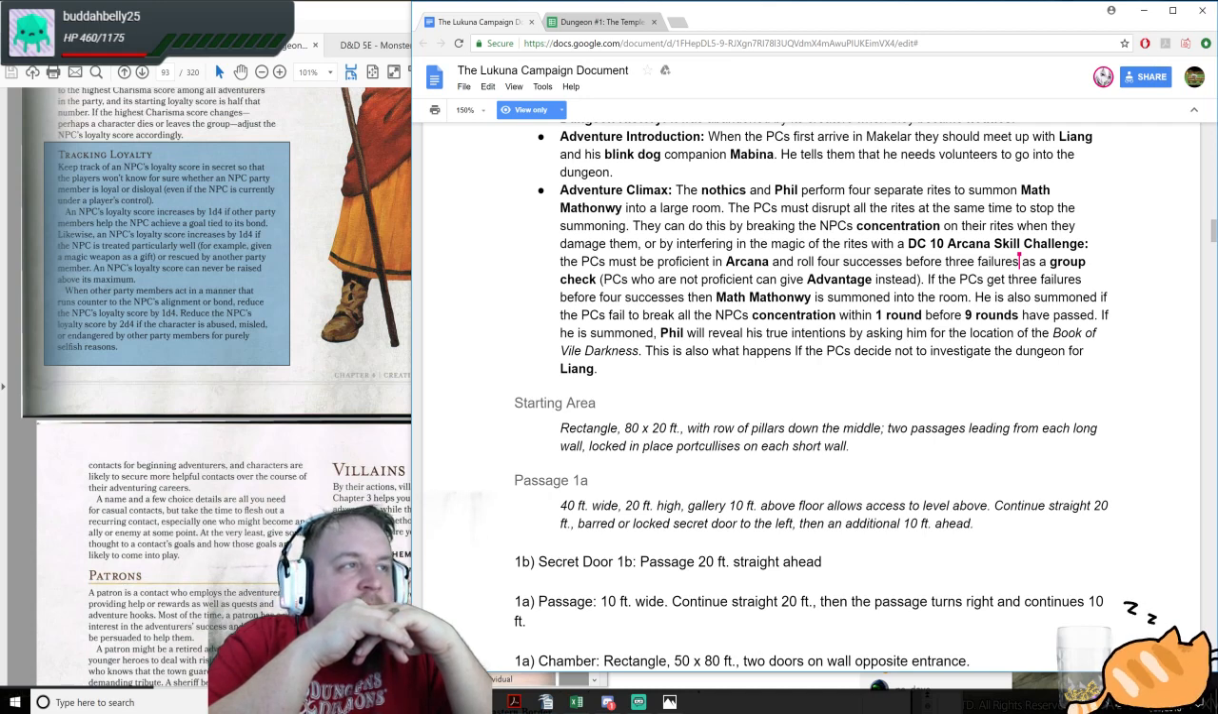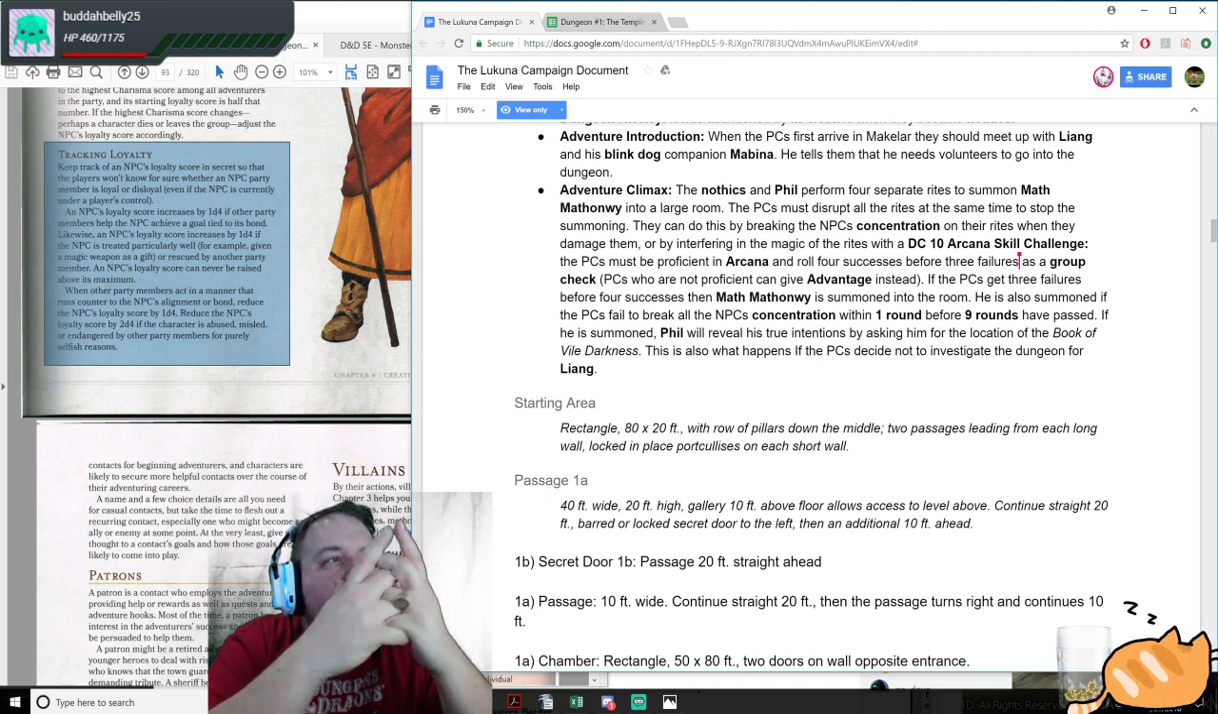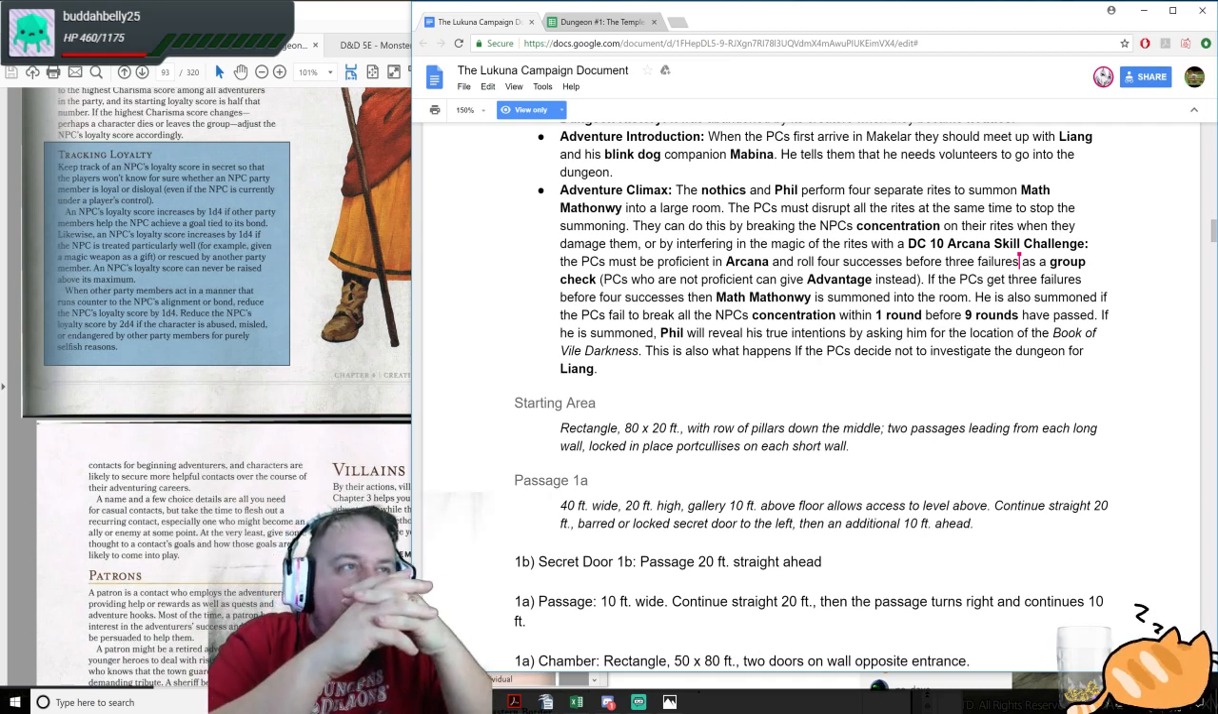For the ones who don't have Arcana, they can give advantage to this roll instead, as kind of like helping out their team. So if they succeed on the 4 successes, the whole ritual is shut down. And if they fail, the god is summoned into the room. So that's the easy one.